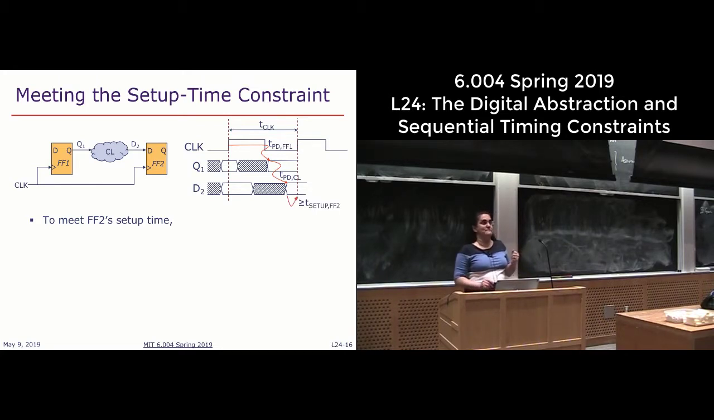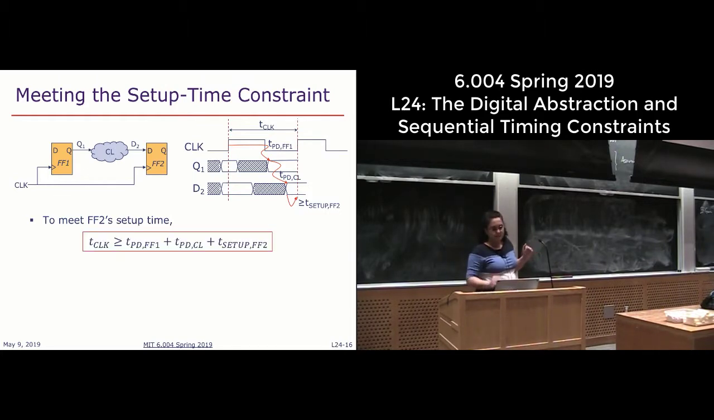My setup time, okay? So it must be the case that the input to the second flip-flop stops changing by T setup before the next rising edge of the clock, okay? So all of this together is going to tell me what my minimum clock period is going to be, right?